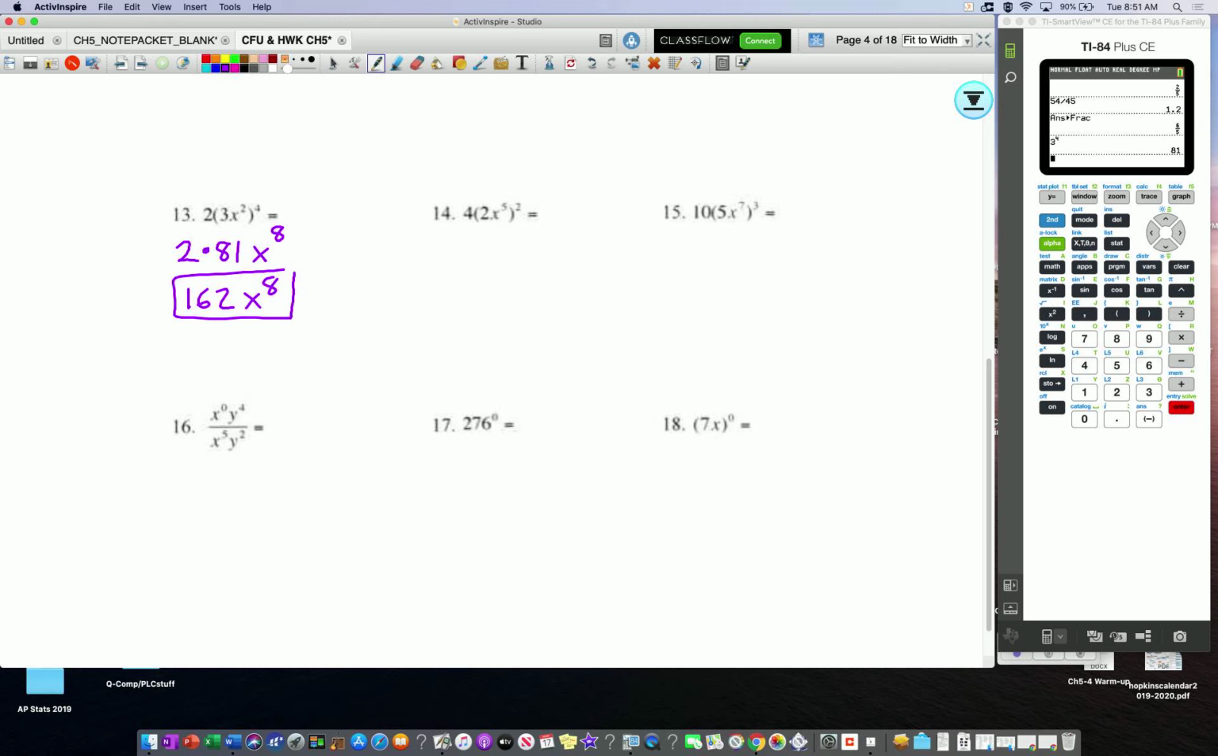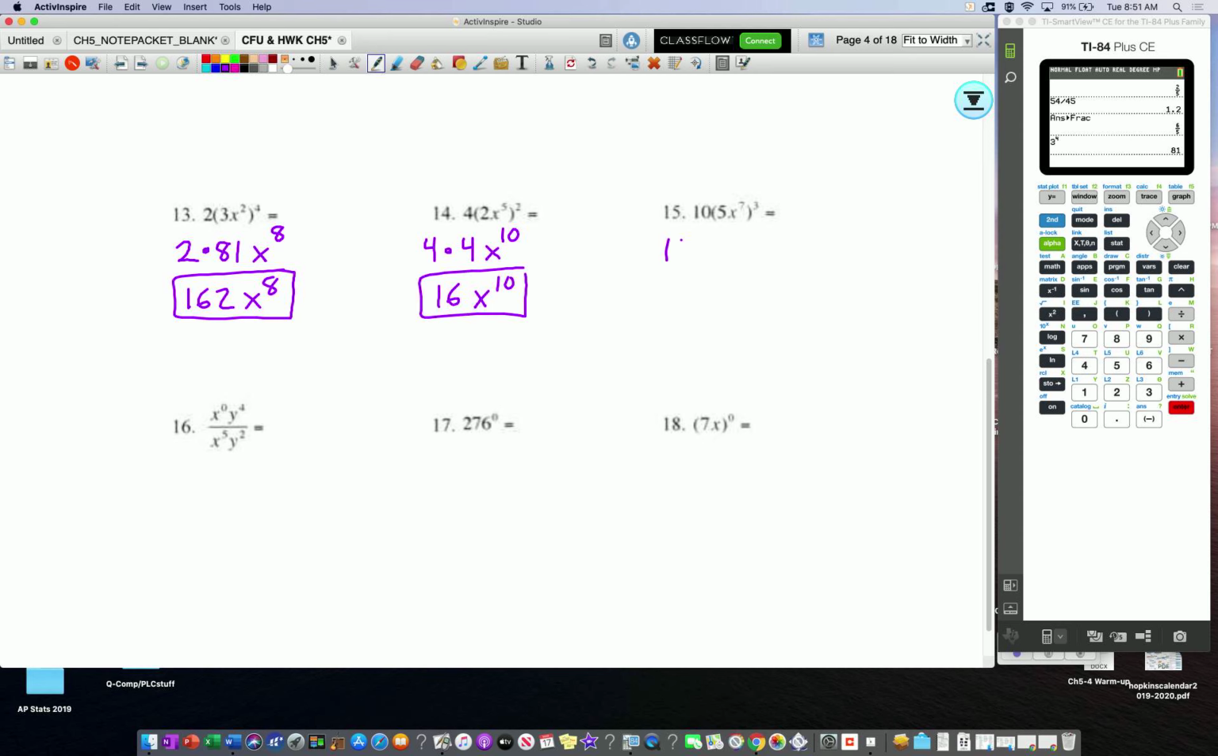x to the 8th. So on the next one, I'll have the 4 on the outside. 2 squared, I'm hoping you could do that without the calculator. 4. x to the 5th, raised to the 2nd, multiply them, so x to the 10th. 4 times 4, 16, x to the 10th.